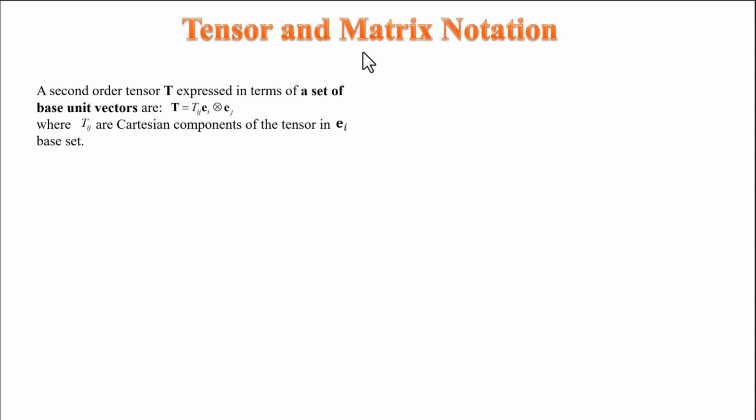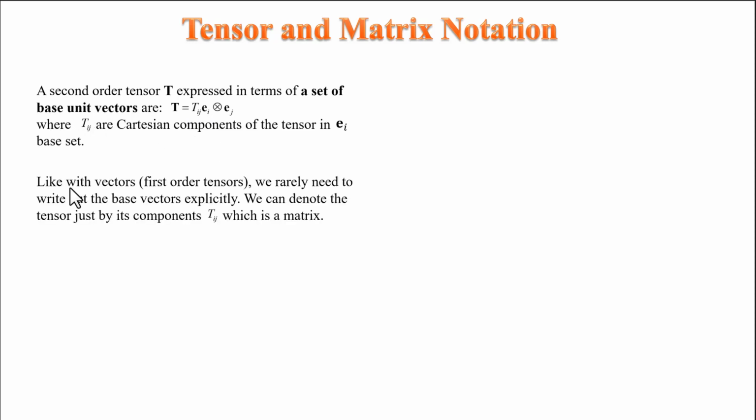Now we use tensors and matrix notations in this course, and I would like to clarify these two notations. So a second order tensor T expressed in terms of a set of base unit vectors e_i, it's written this way. So the T_ij are its Cartesian components associated with the base unit vector e_i. Like with vectors, which are first order tensors, we rarely have to write out the base vectors explicitly. So we can denote the tensor just by its components, T_ij, which is a matrix.